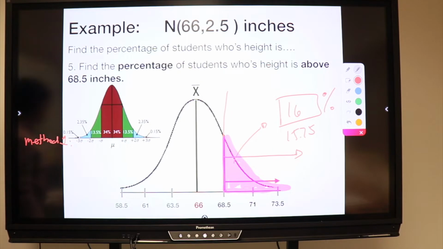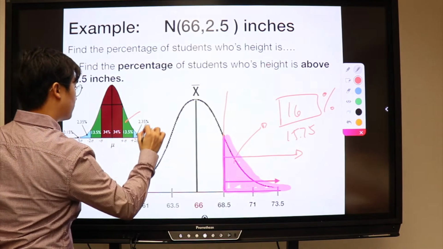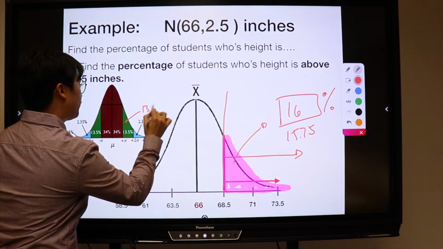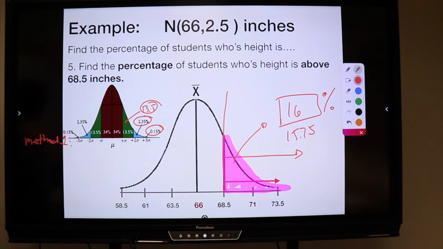How did you get 16%? I added 13.5, 2.35, and 0.15. So you added 13.5, 2.35, and 0.15. And that is another way on how to compute for this. And you got 16%? Yes. And I think that is the correct answer that we're looking for.